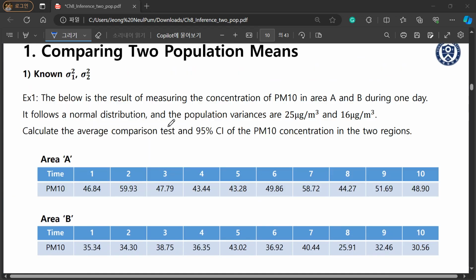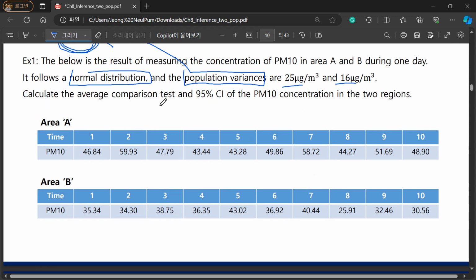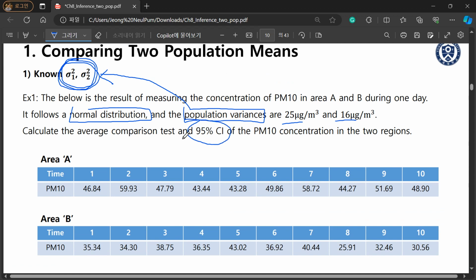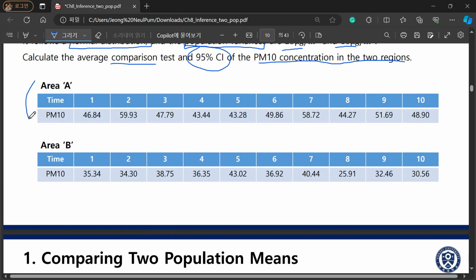So we can start the first example. It says that it follows the normal distribution and it also gives us the population variance, which means that we know the population variance of all of the populations, 25 and 16 respectively. And we want to make a 95% confidence interval for the sample mean difference between the two. This is sample 1, sample 2.